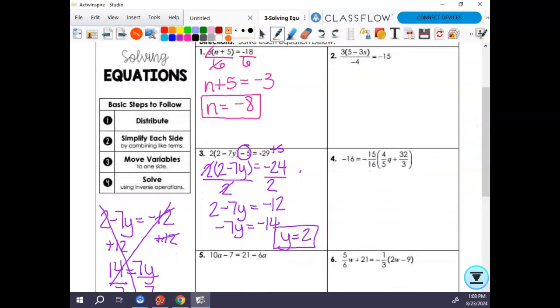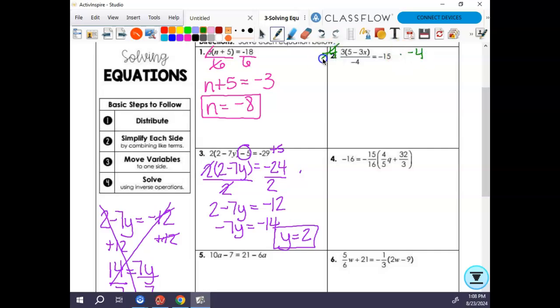All right, so let's look at number 2. Before I worry about that 3 that's out there, I know you already don't like this question because you have that negative 4 down there. But does that really make it that bad? No. What's the opposite of division? Multiplication. We're dividing by negative 4, so what should we do? Multiply both sides by negative 4.